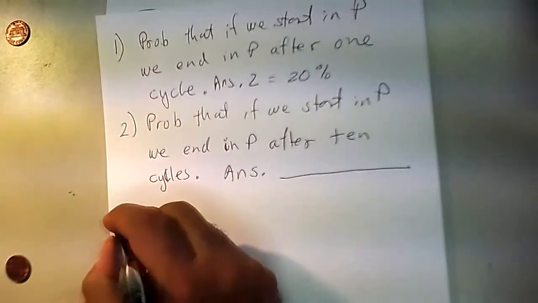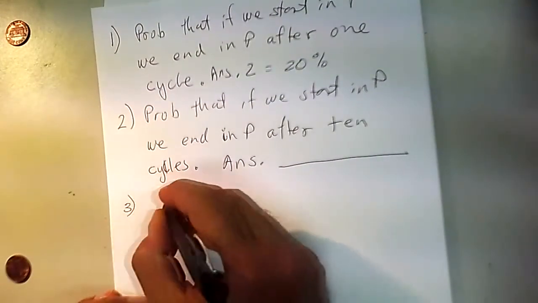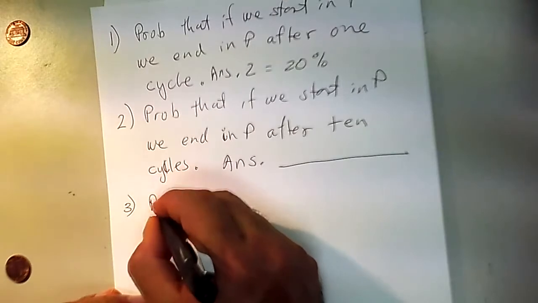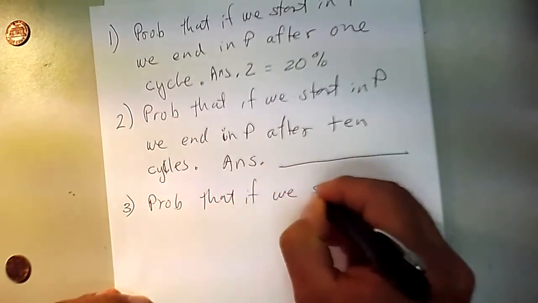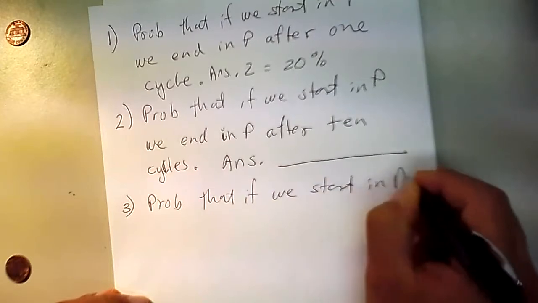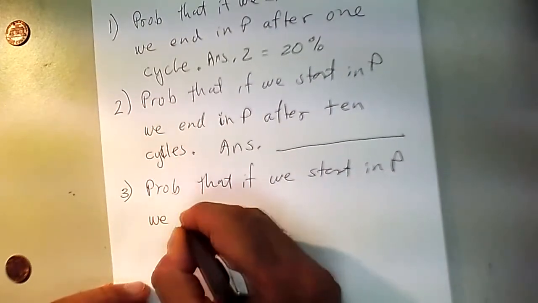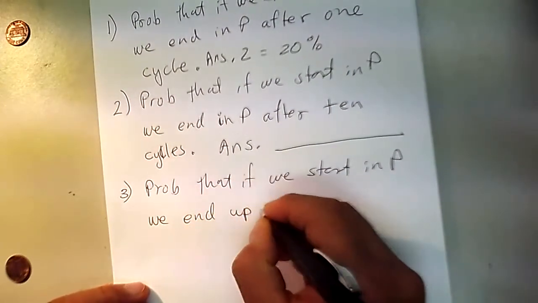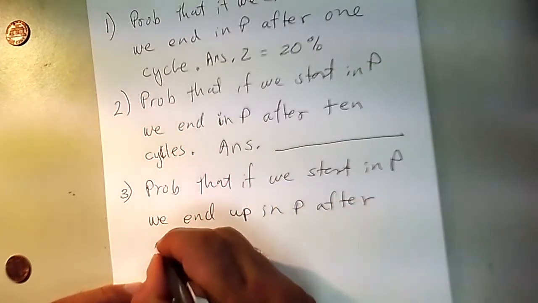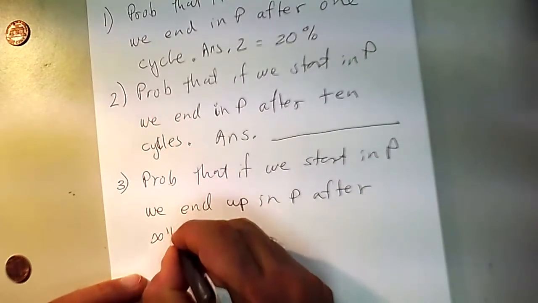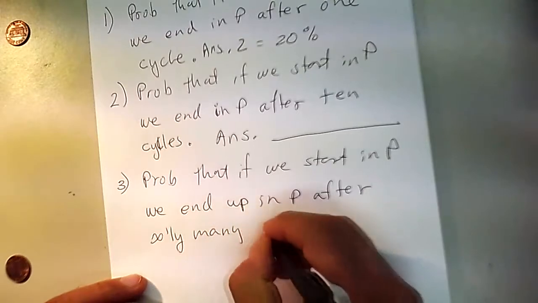And 3, what is the probability that if we start in P, we end up in P after infinitely many cycles?